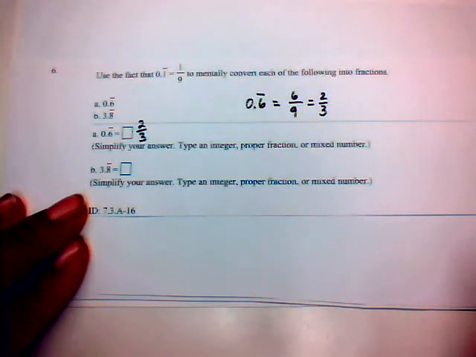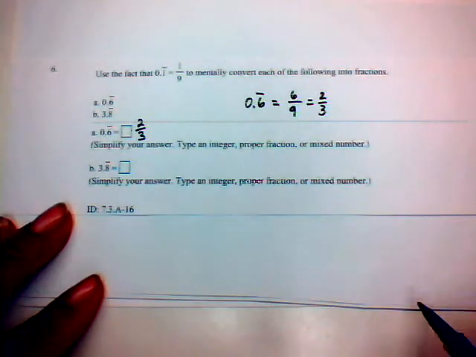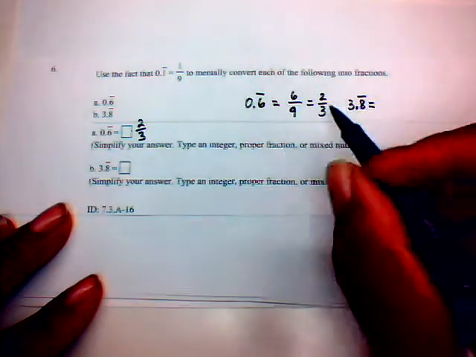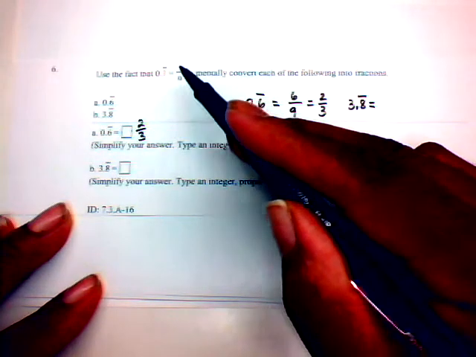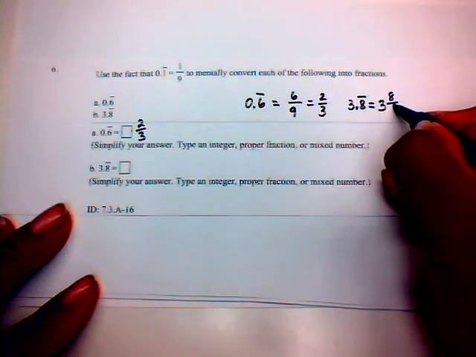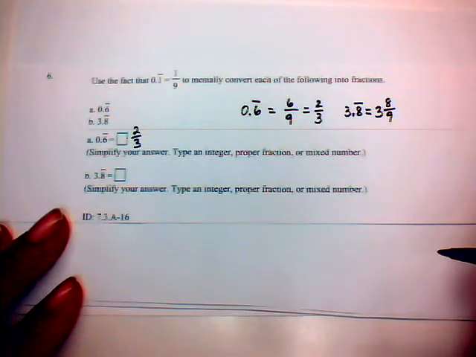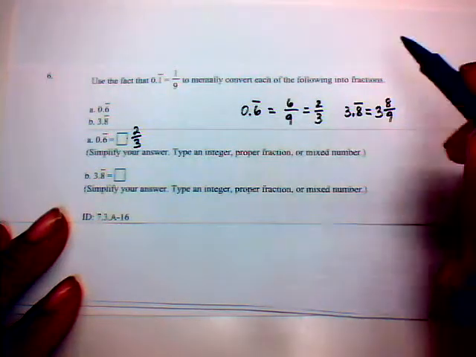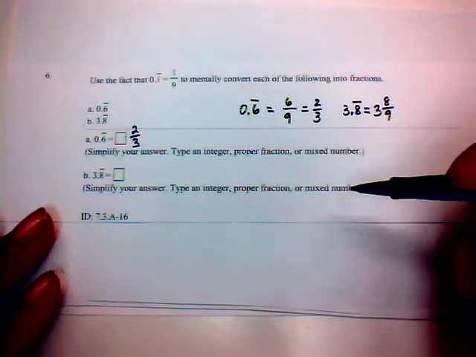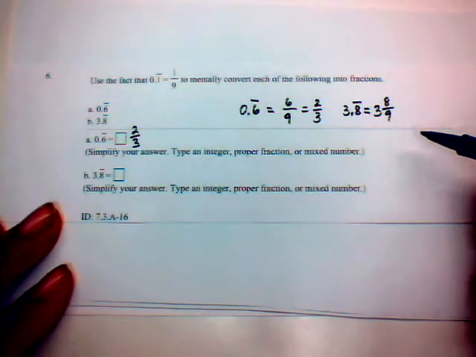And then 3.8, where the 8 repeats. In this case here, using the fact that 0.1 repeating is 1/9, this will be 3, and the 8 will be on top, and 9 will be on the bottom. Now they want this as an integer, a proper fraction, or a mixed number. So as a mixed number, it will be 3 8/9.